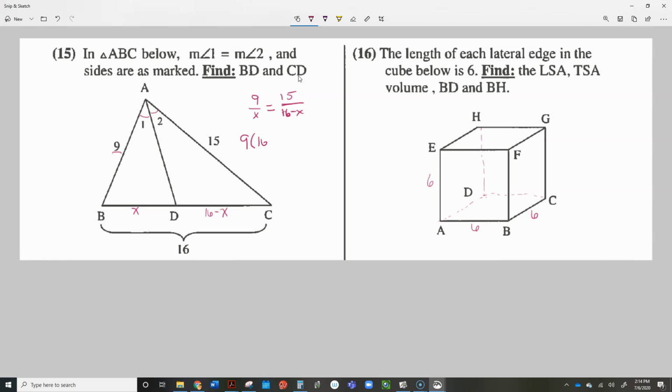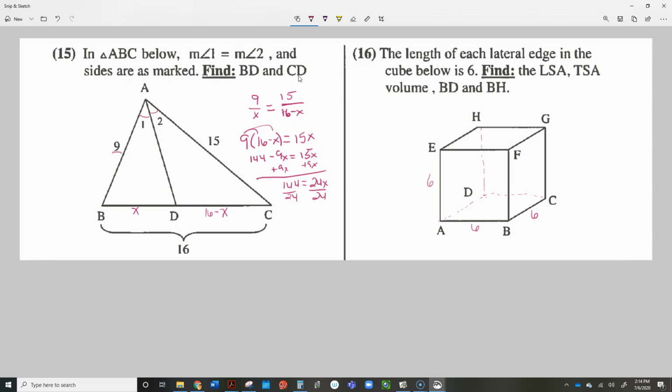You cross multiply. So I'm going to multiply 9 times 16 minus x. I'm going to multiply 15 times x. This requires me to distribute. So 9 times 16 is 144 minus 9x. 9 times 1x is 9x. Okay, I'm going to add 9x to both sides to get this equation so that I can solve it. So 15 plus 9, I believe that's 24. Divide both sides by 24.